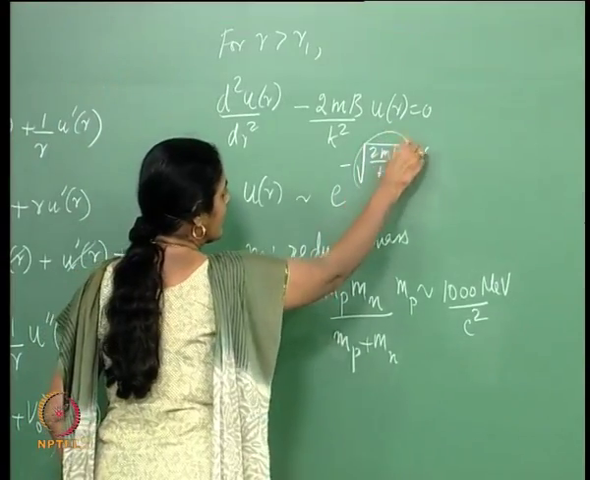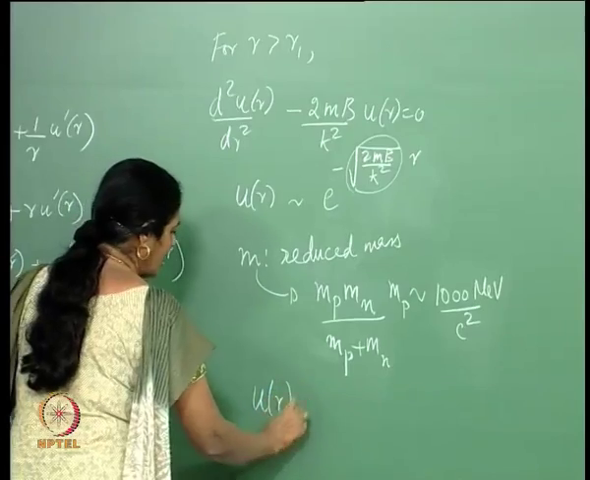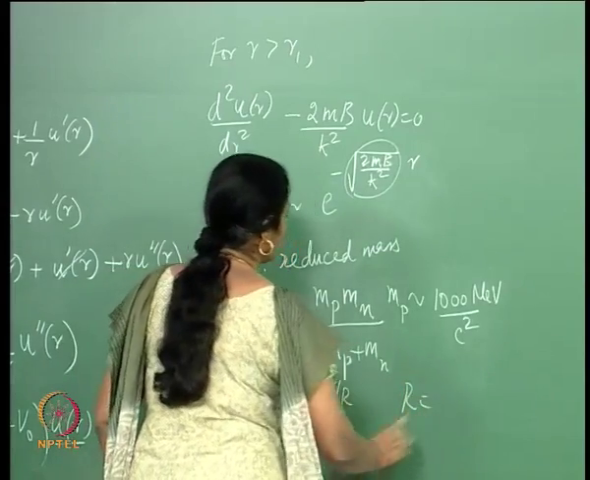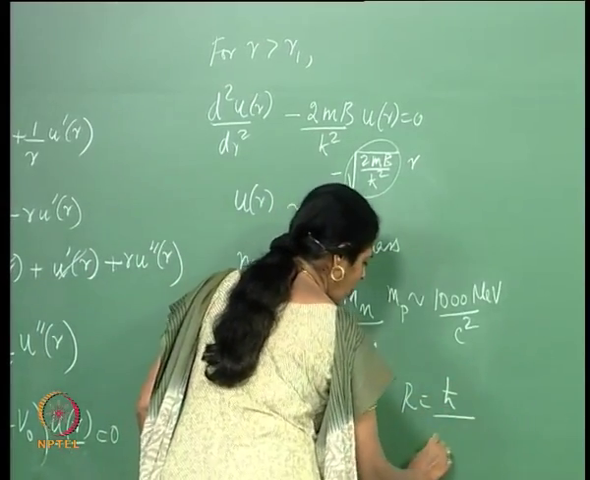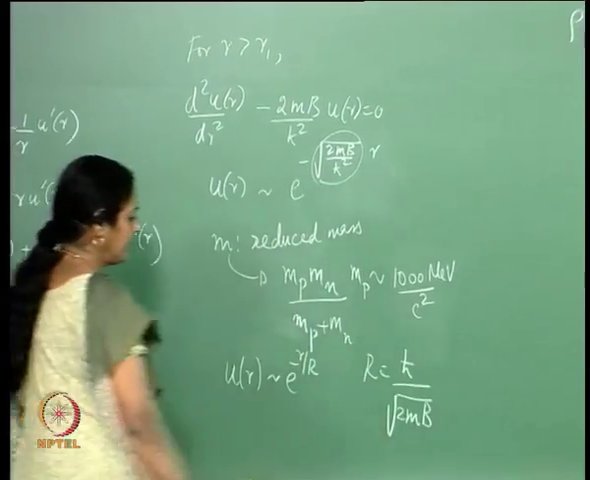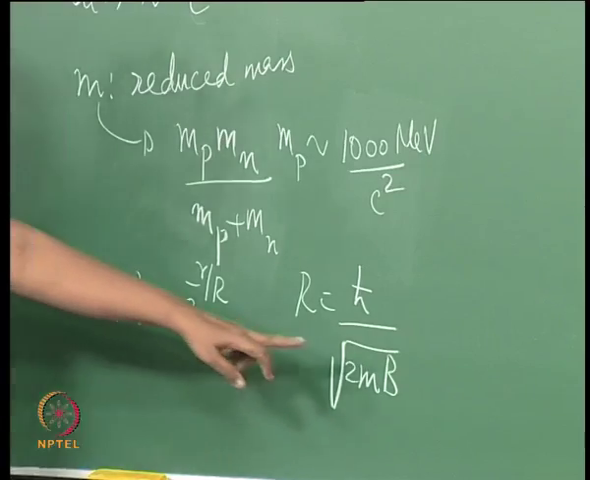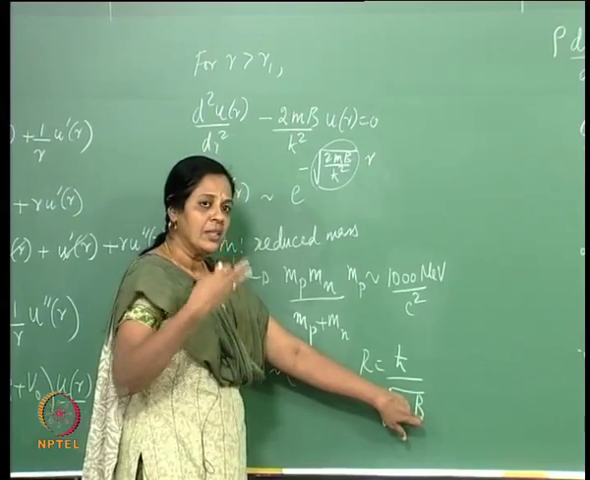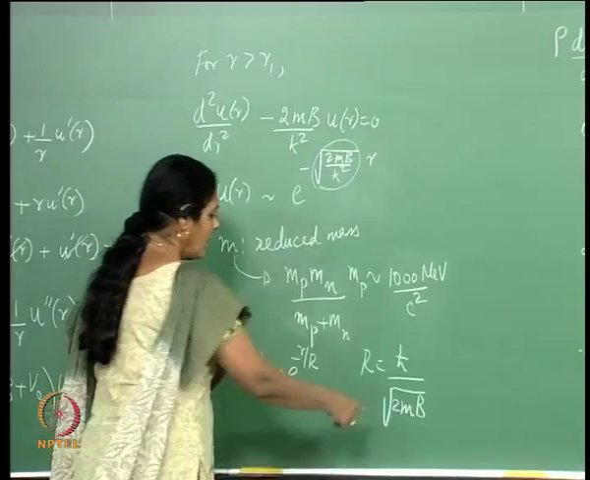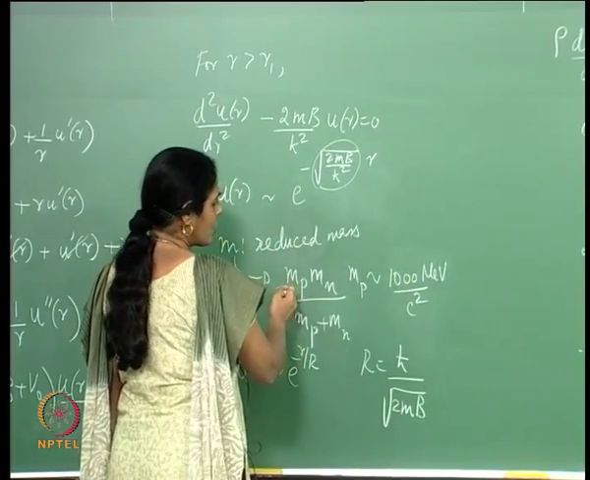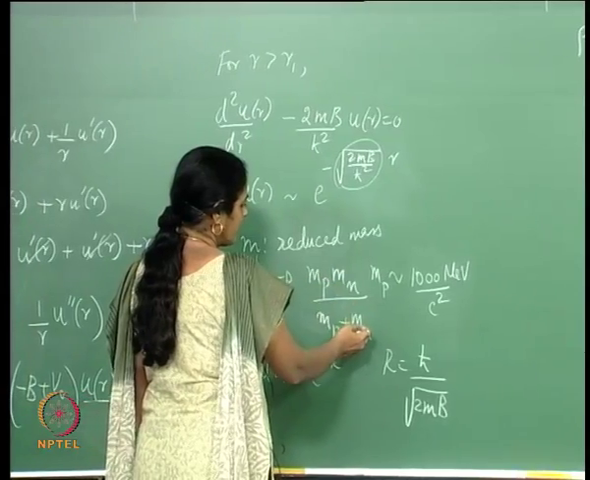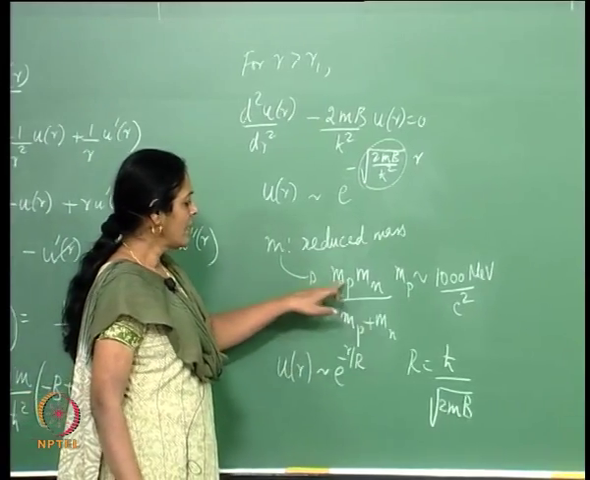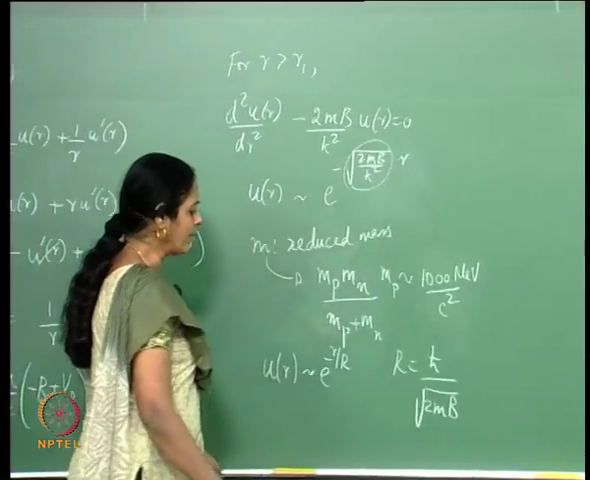So, you see the length scale in this problem is given here. So, u of r goes as e to the minus r by capital R, where capital R is h cross by root of 2mb. B is the binding energy. It's an experimental input. That's 2.2 MeV. It comes from experiments. M we know. M is just 1000 by 2, because this is twice mp and that's an mp squared. So I can put that there.